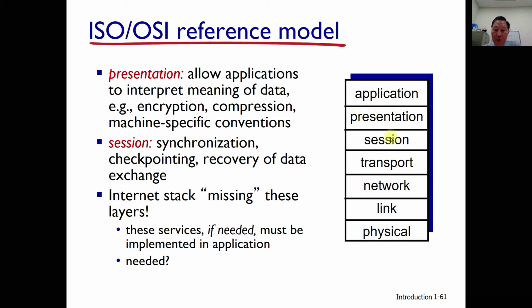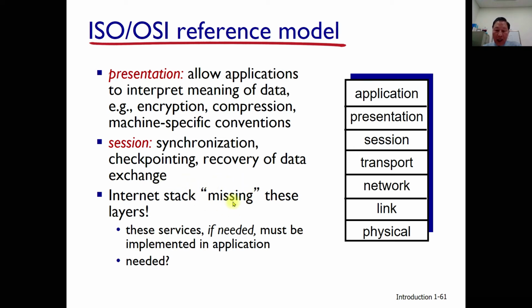Here 2 more layers are inserted between the application layer and transport layer. Presentation layer, that is allowing applications to interpret the meaning of data, for example encryption, compression, and machine-specific conventions for presentation. Thus this name is presentation layer. And the session layer, that is mainly for session, for example synchronization, checkpointing, recovery of data exchange.